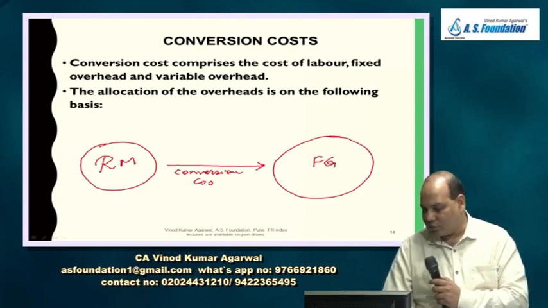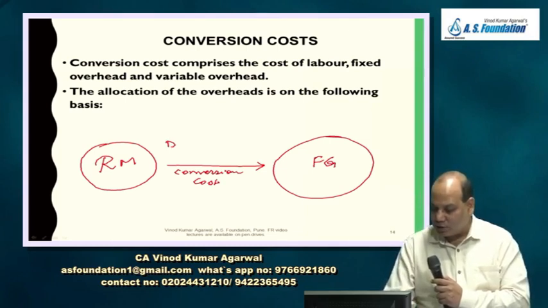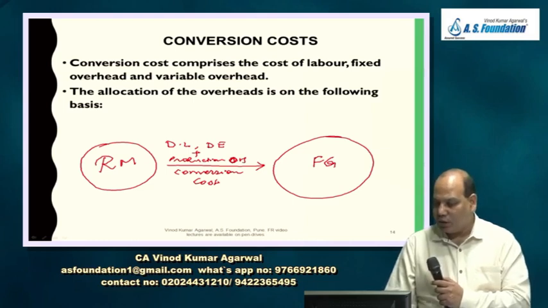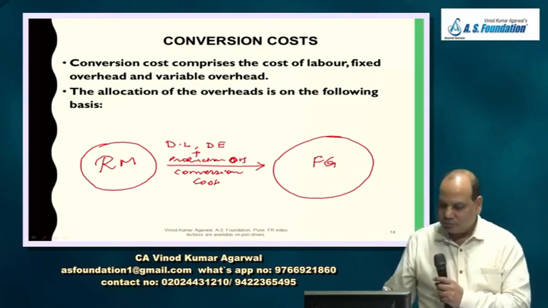This is conversion cost. So conversion cost would basically be direct labor, direct expense, plus production overheads. This standard only allows you to add production overheads. Administrative overheads are usually not allowed to be added unless they are specifically incurred to bring the inventory to its present location and condition.